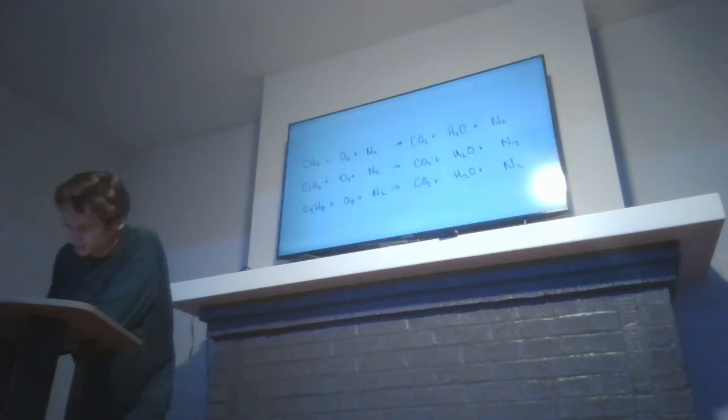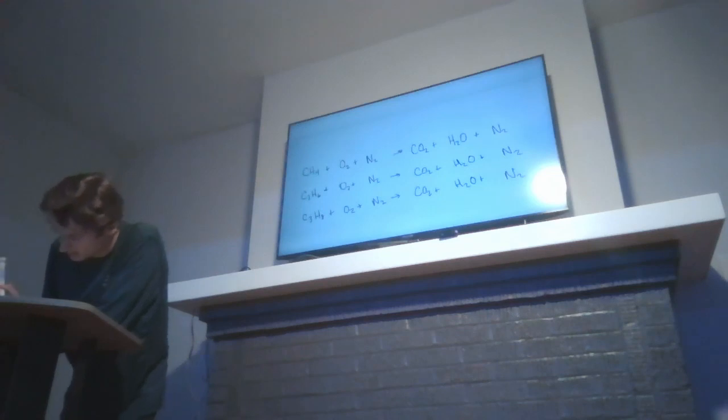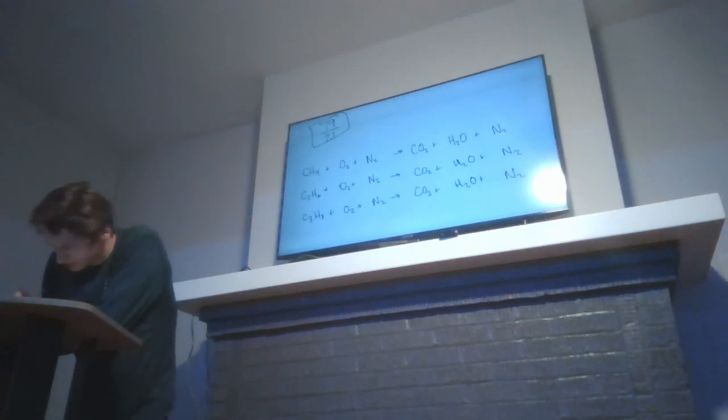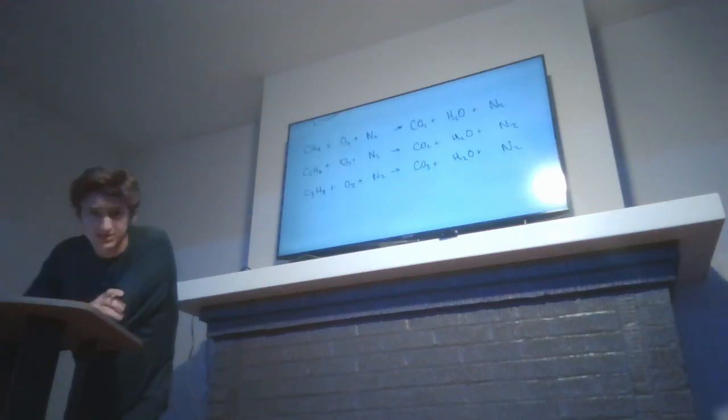Alright, so there's our equation right there. That looks beautiful. Okay, so we also need to remember, this is going to be like a little future type thing, that we want the ratio between nitrogen and oxygen to be 79 to 21. Okay, so let me balance these out real quick.